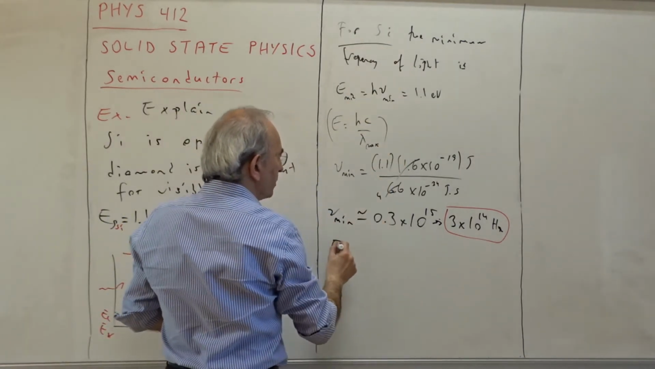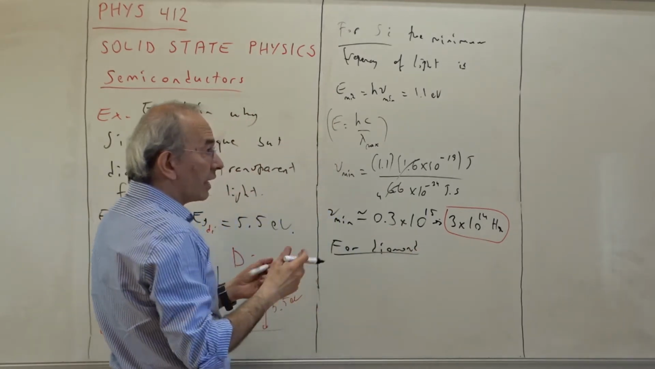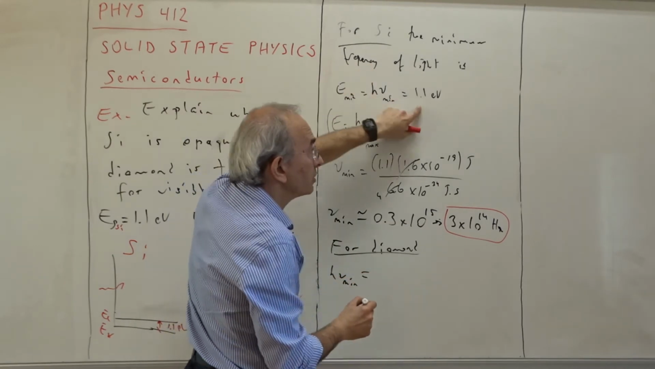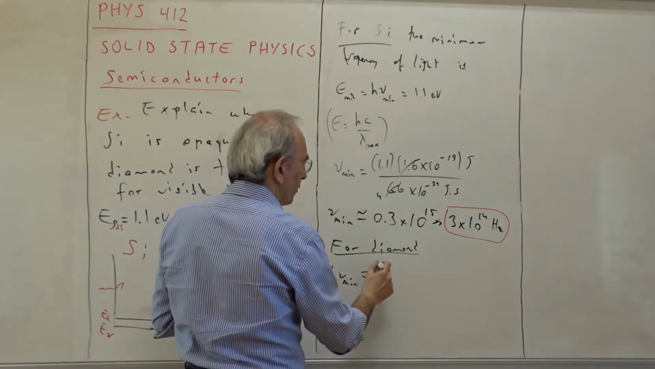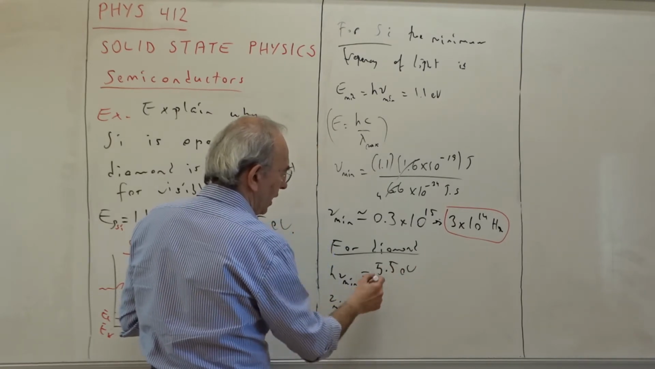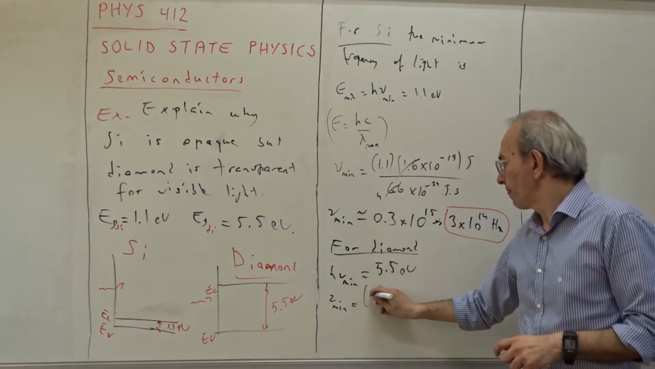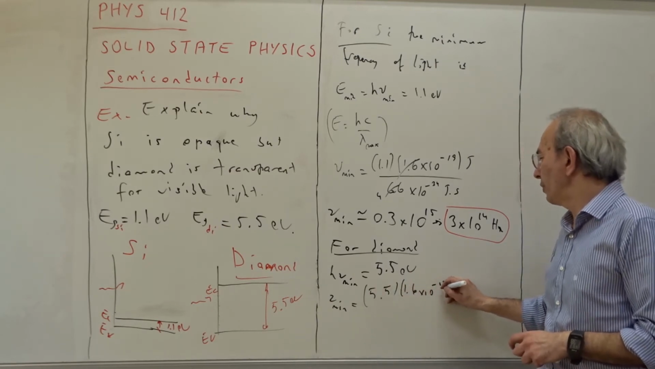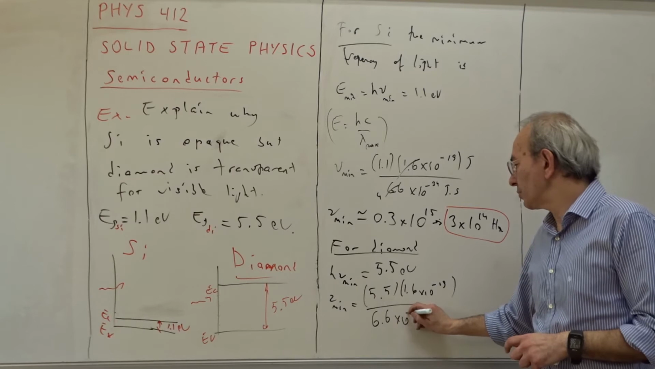For diamond, we have the same idea, same formula. H nu min is equal to, this time we don't have 1.1, we have 5.5, 5 times larger. So we have 5.5 electron volts. Again, nu min can be calculated by this conversion. Nu min is 5.5 times 1.6 times 10 to the minus 19, divided by, again the same h, 6.6 times 10 to the minus 34.